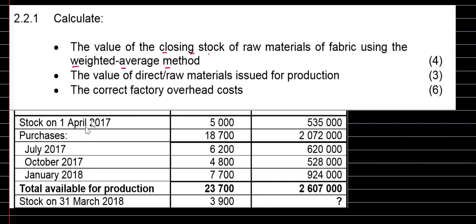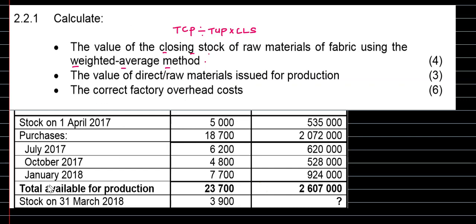The question is 13 marks. We are going to use this data given by the examiner to calculate the value of the closing stock. What is important about the weighted average method is that you use the total cost of production and always divide it by the total units produced. Then you must multiply by the closing stock, meaning you take the closing stock at the end and multiply by it. I'm going to show you the calculations.